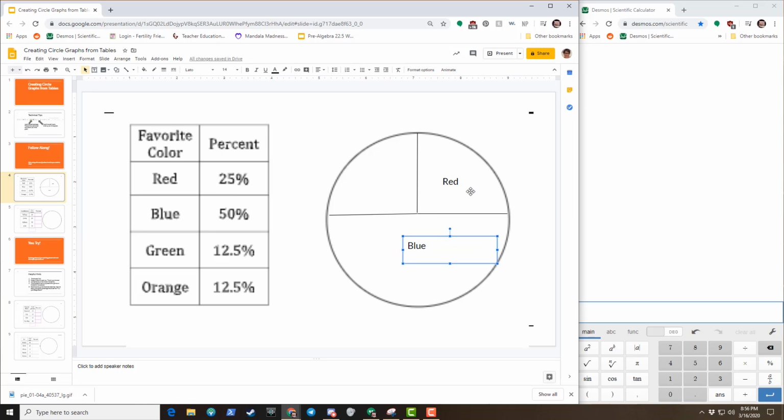So we have 25% and 50%. That means that this empty wedge is equal to 25% because all of these together should equal 100%. Well, we have green, which is 12.5%, and orange, which is 12.5%. And if you add those together, you get 25. So we know that we're on the right track. Now, since they are equal, we can take what's left and cut it in half.